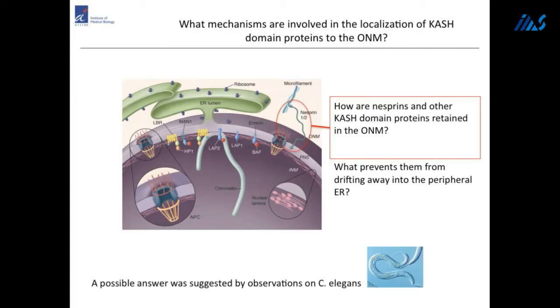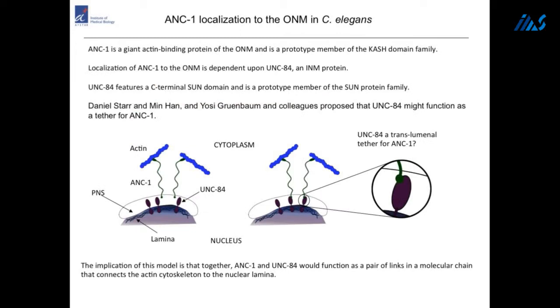So what exactly are the mechanisms involved in the localization of KASH domain proteins to the outer nuclear membrane? This is not a trivial question, since if you stick a membrane protein into the outer nuclear membrane, what prevents it from just drifting off into the peripheral ER? Well, the answer to this, or at least a possible answer, was suggested by observations on C. elegans, which came from, among other people, Yossi Gruenbaum's lab.